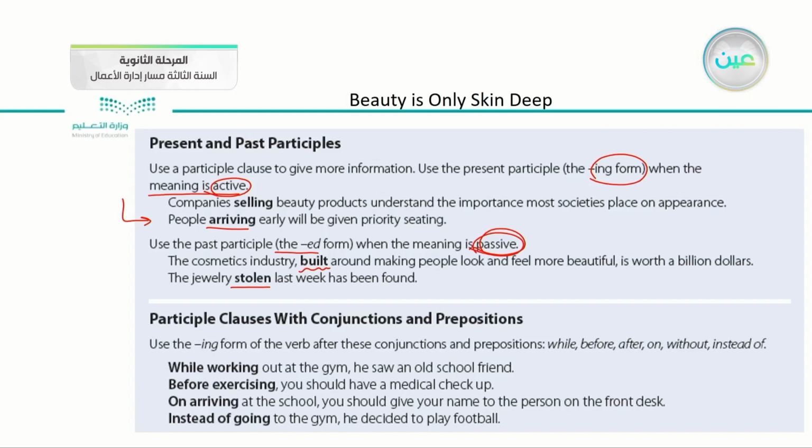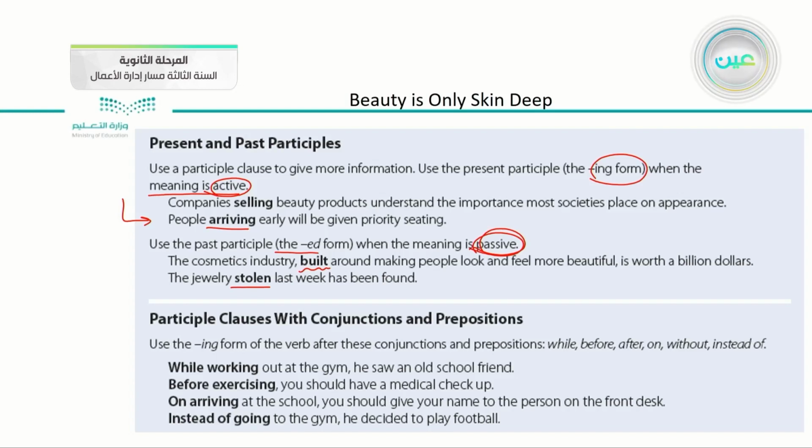Participle clauses with conjunctions and prepositions. The conjunctions and prepositions are words that help us link or connect the words together so they make more sense. We use the -ing form of the verb after these conjunctions and prepositions like while, before, after, on, without, or instead of. For example, while working out at the gym, he saw an old school friend. Number two, before exercising. Number three, on arriving. Number four, instead of going.